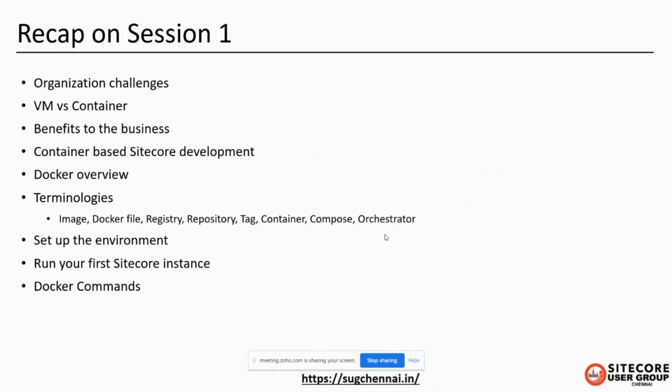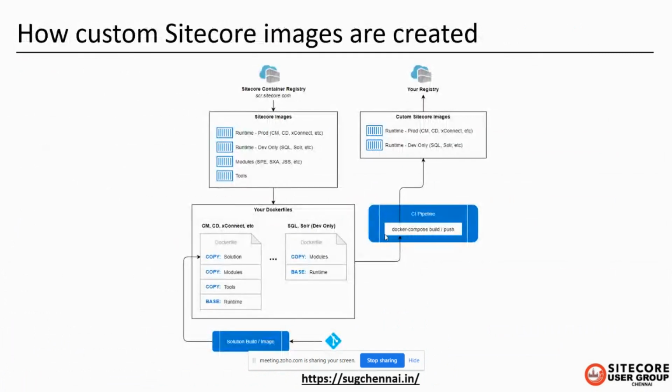So this session will focus more on creating custom Sitecore images. So what is a custom Sitecore image? It is creating a Sitecore container image with your solution code and modules layered on the base runtime images provided by Sitecore. So all we need to do is create images. If you run the image, then the container will be spun up. This diagram shows how custom Sitecore images are created.